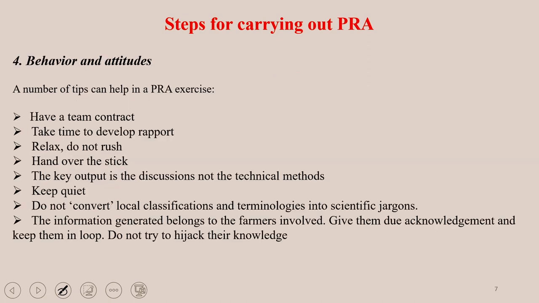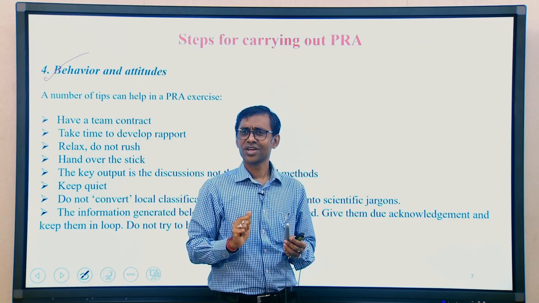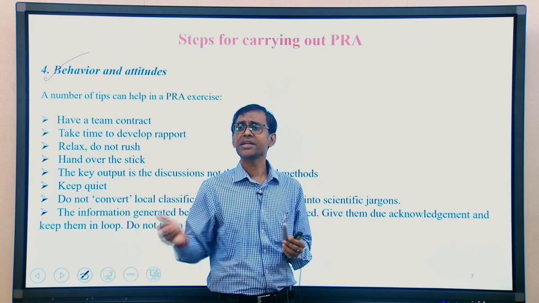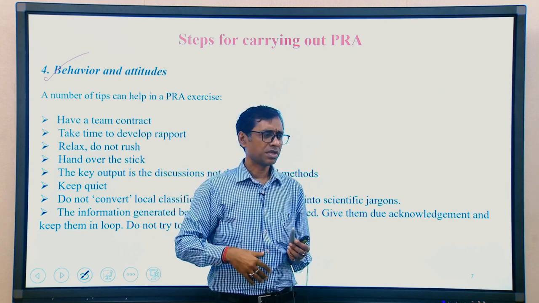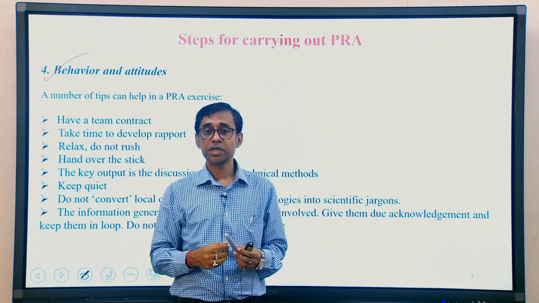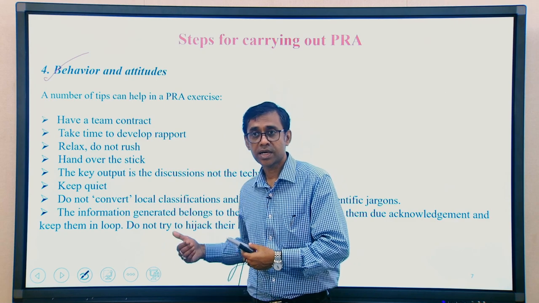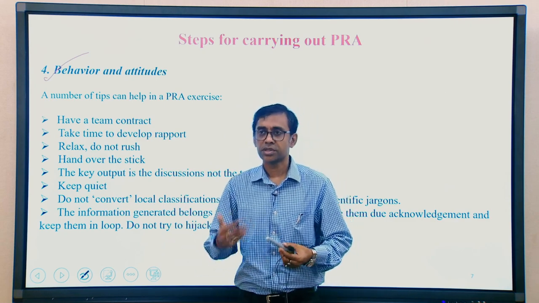All right. The next step is attitudes or behavior. A few tips I would like to share with you while carrying out a PRA exercise at the field level. We should always have contact with our team members and also with the participants. We should not hurry any steps, especially developing rapport or friendship or relation with the community. It has to be a slow process, because if you do it in a very hurried manner, there will be a sense of insecurity or doubt in the minds of the people, that why are these people coming to our area and trying to do everything very fast.